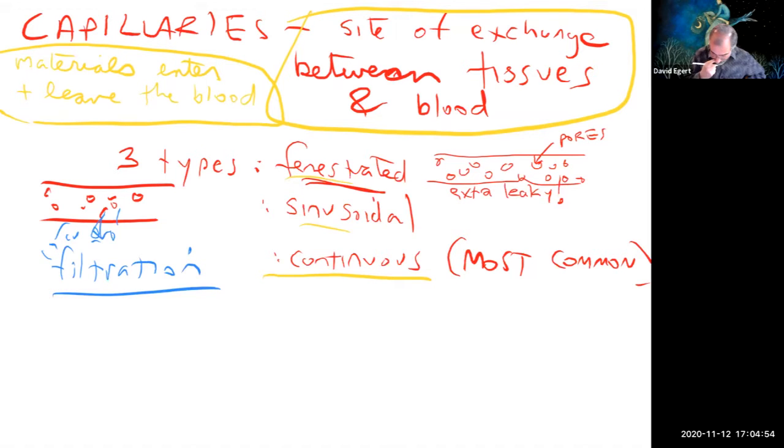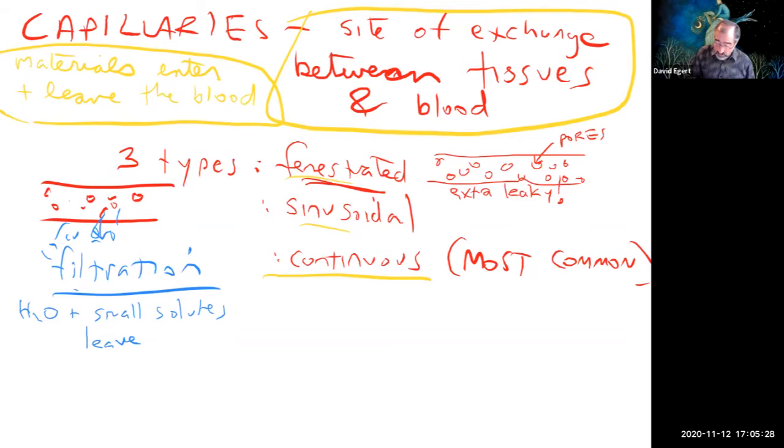So in filtration, you have H2O and small solutes leave. Again, we saw that was how we made CSF in the choroid plexuses. This is going to be a critical part of how the nephron works when we get to the kidneys. So you should understand this basic idea. The blood cells and the large proteins stay in the bloodstream.